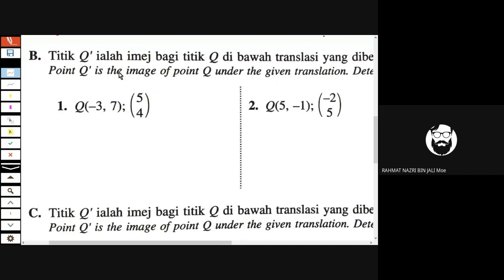The point Q prime is the image of point Q under a given translation. Determine the coordinate of Q prime. Ya, tadi kita dah belajar. This is object, and Q prime is the image. So now we are looking for the coordinate for the image, Q prime, with the coordinate X prime, Y prime.